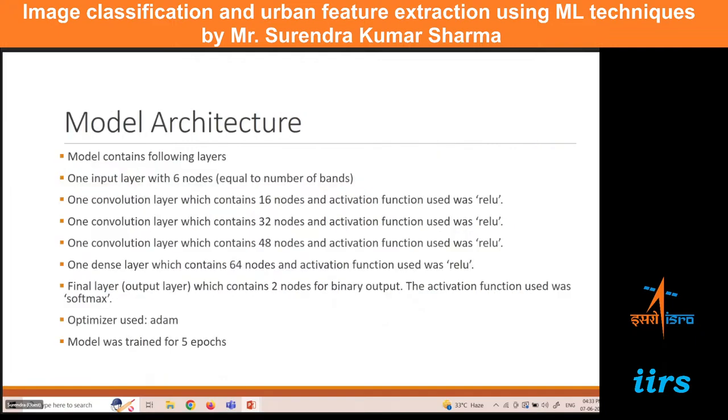For the model architecture, again, the input layer is 6 nodes because there are 6 bands. The output layer is 2 nodes because there are 2 classes. In between, as hidden layers, we used one convolution layer with 16 nodes, and ReLU was the activation function. Then a second convolution layer with 32 nodes, with ReLU. Then a third layer with 48 nodes, and ReLU. And then a dense layer containing 64 nodes, and ReLU. Again, there is no hard and fast rule on how many layers you should use. The optimizer we used was Adam, and it was trained for 5 epochs.